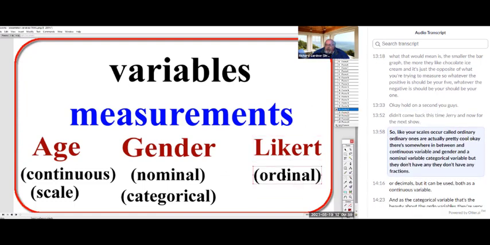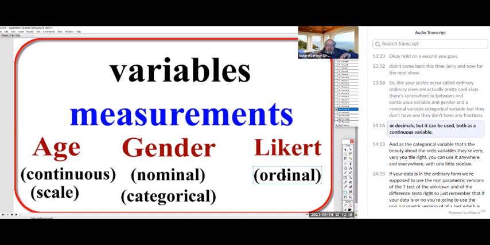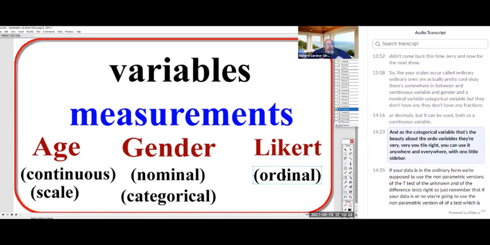So Likert scales are called ordinal. Ordinal variables are actually pretty cool, okay? They're somewhere in between a continuous variable and a nominal, categorical variable. They don't have any fractions or decimals, but they can be used both as a continuous variable and as a categorical variable. That's the beauty of ordinal variables. They're very, very useful. You can use them anywhere and everywhere with one little sidebar.